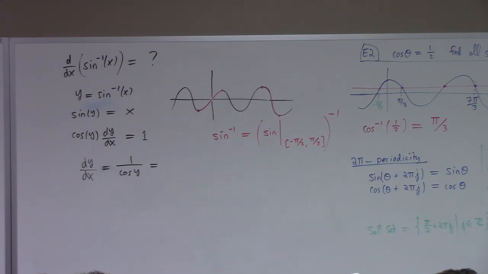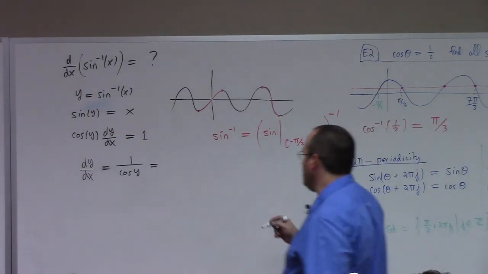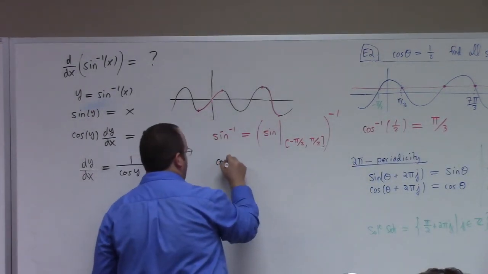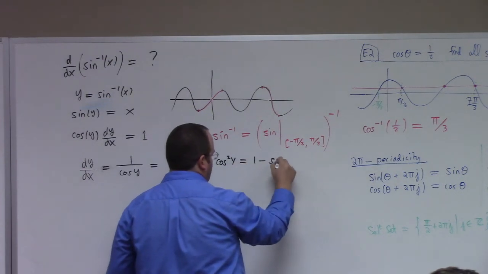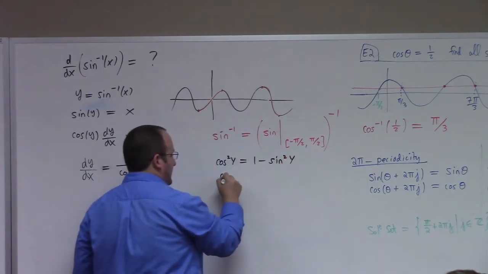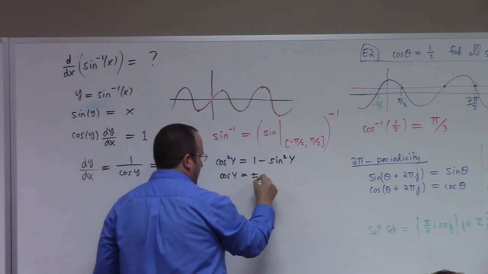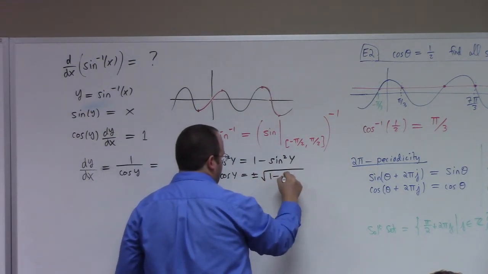1 over cosine y. I use this guy. See, cosine squared y, right, is 1 minus sine squared y, right? Which means that cosine of y is plus or minus the square root of 1 minus x squared.